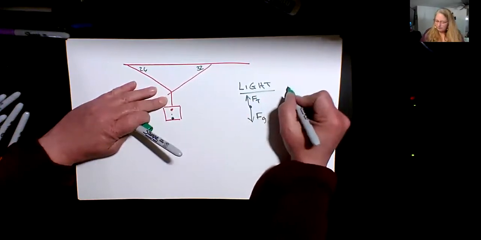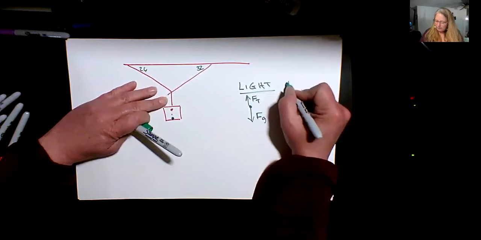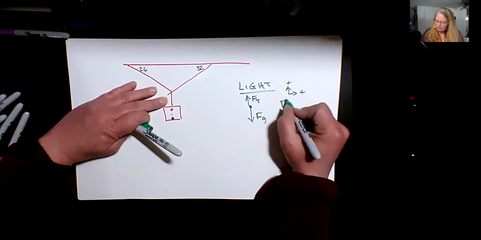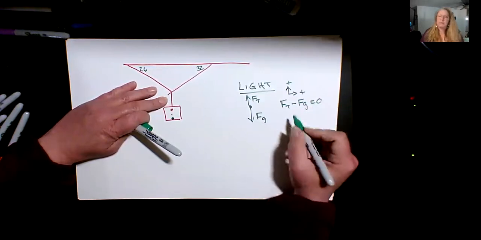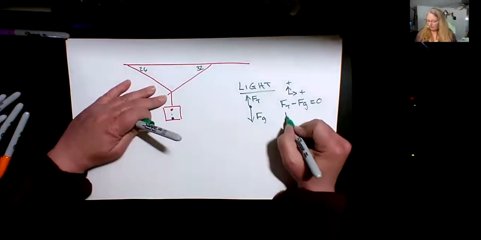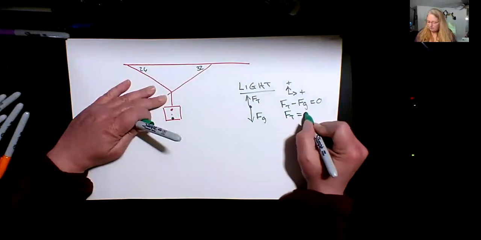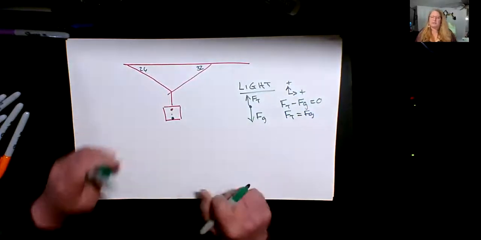So if I say that up and to the right are positive, then the force of tension minus the force of gravity equals 0 because it's not falling. So then the force of tension must equal the force of gravity for this line.